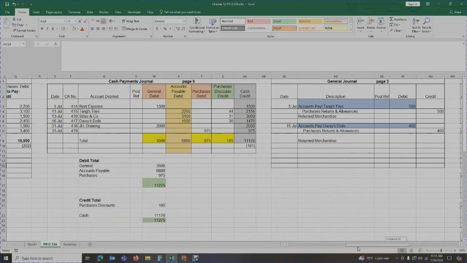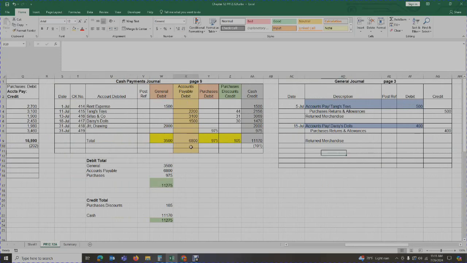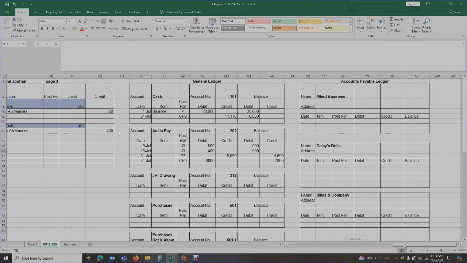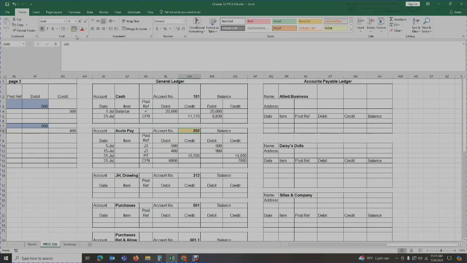So we're going to go to my cash payments journal, and I recorded my $6,800 onto it's account number 202. Where did I pick up that 202? That 202 is coming from right there. Okay, from your accounts payable ledger number. Okay.